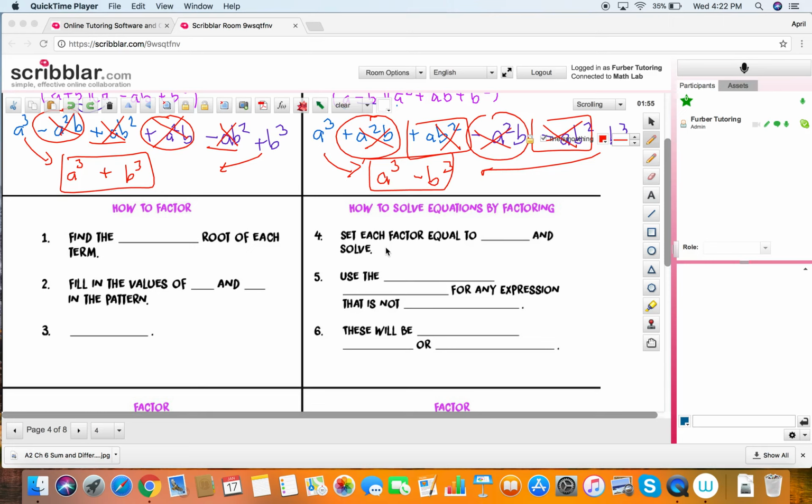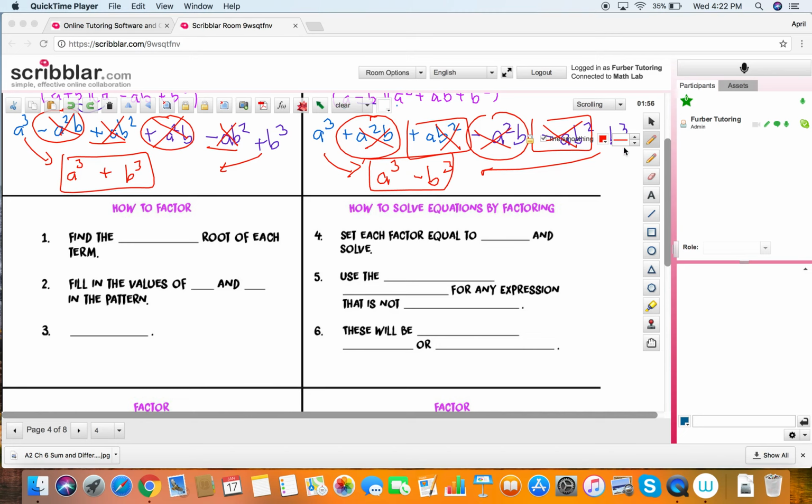So now we're going to talk about how to factor sum of cubes and difference of cubes. And we already went through the pattern. The pattern is the clue. The pattern is what we want to pay attention to, because if we know the pattern, then that's going to make this process a lot easier for us, okay?